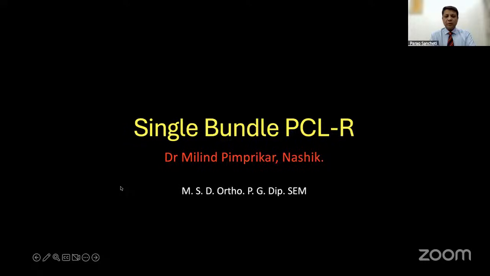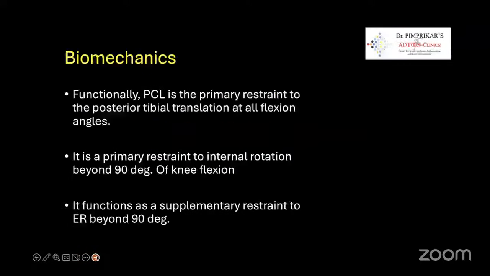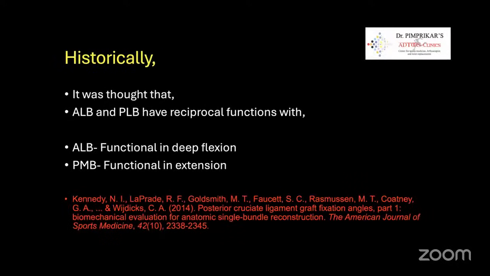Right. So this is a technical talk on single bundle PCL reconstruction. Anatomy we have already seen, biomechanics we have already spoken about. So we know that functionally PCL is a primary restraint to the posterior tibial translation at all angles of flexion. It is primary restraint to internal rotation beyond 90 degrees of knee flexion, and it functions as a supplementary restraint to external rotation beyond 90 degrees.